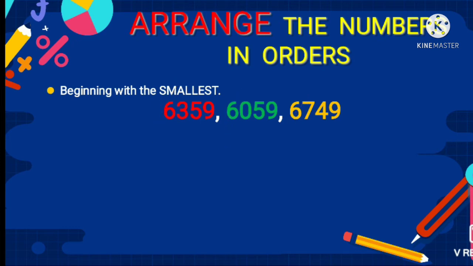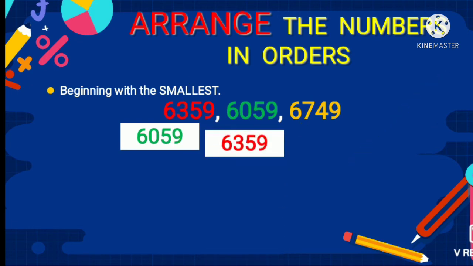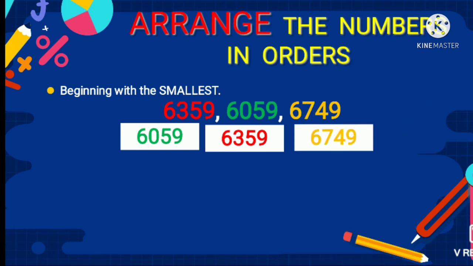So they're the same, so we move into the hundred. Look at the hundred. 3, 0, and 7. Look, this is different, right? So now we arrange the number from the smallest. So the 3, 0, and 7. Which one is the smallest? Yes, the one with 0. So it is 6,059. And then 3 and 7, which one is smaller? Yes, this one. So next is 6,359. And then the last one will be 6,749. Very well.